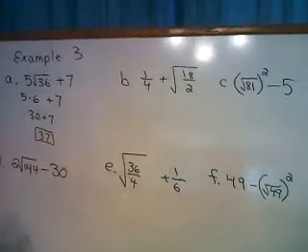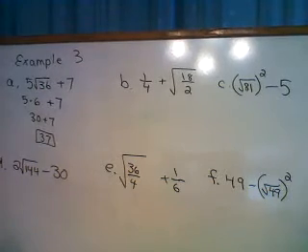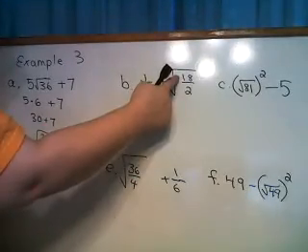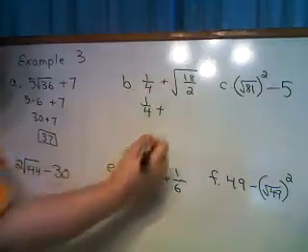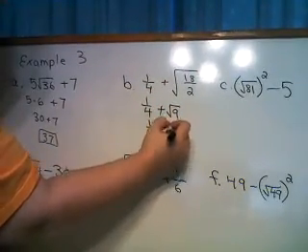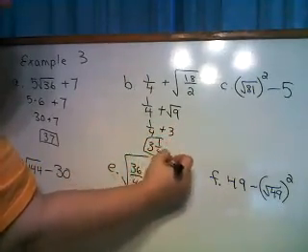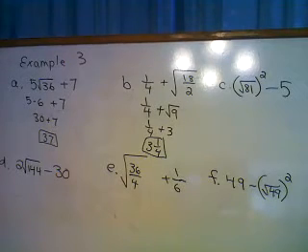Okay, part B, you have a quarter plus the square root of 18 divided by 2. Well, instead of breaking it up into 2 square roots, square root of 18 and square root of 2, you can actually do 18 divided by 2, which is 9. So I'm going to do a quarter plus the square root of 9, which is 3. So I'm going to get 3 1/4. Or I have those variations. You could have 13/4. You could have 3.25. It's all the same number.